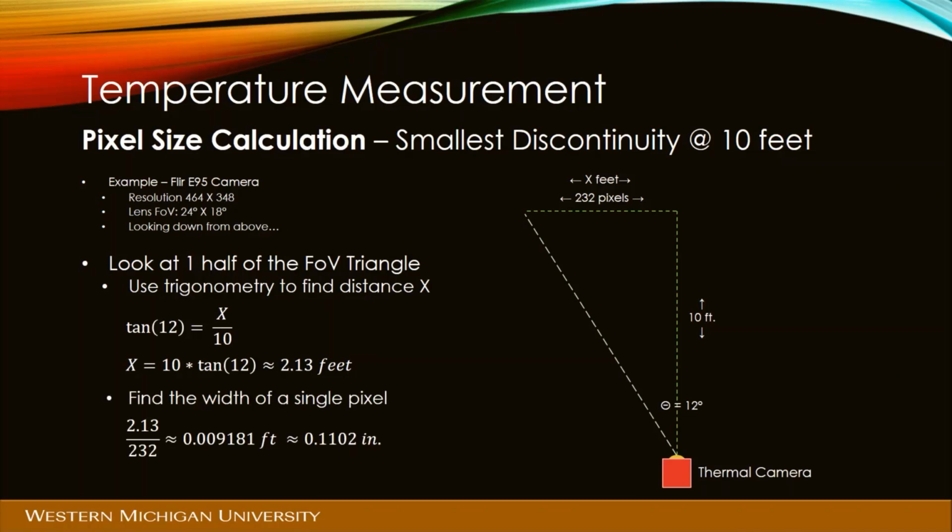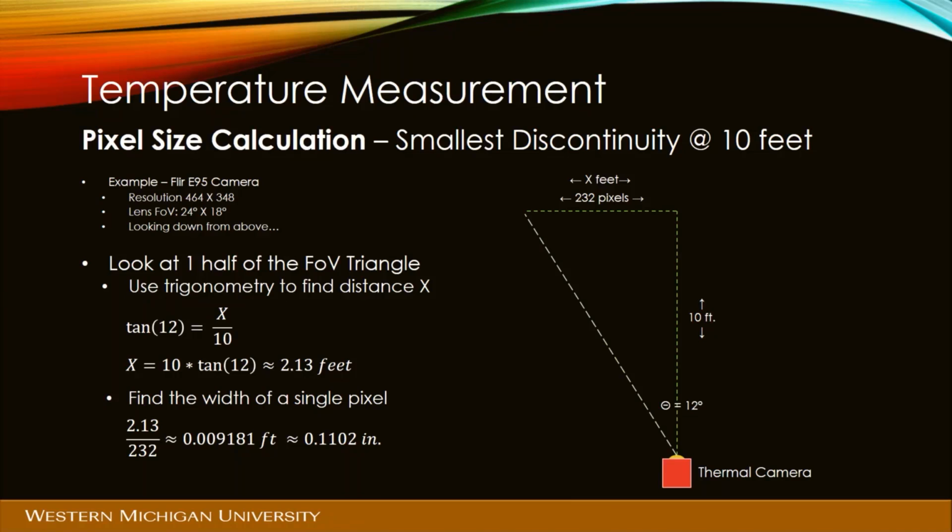So what's the width of a single pixel? We take our distance, we divide by the number of pixels, 232, and get 0.00918 feet. At that point, we might as well convert to inches. How do you convert feet to inches? Multiply by 12. So each pixel is roughly 0.1102 inches, roughly a tenth of an inch wide. Okay. At 10 feet away, each pixel is roughly 1/10 of an inch wide.